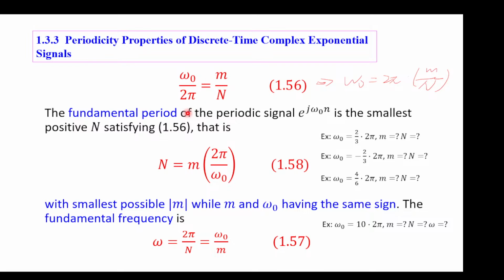So just think about what omega naught divided by 2 pi is. Omega naught divided by 2 pi is a rational number. Then you take out the common factor, dividing the common factor out of the upper part and lower part, so you get the smallest possible ratio. Then m is the upper number, and n is the lower number, and n is going to be your period. Okay, is that okay?